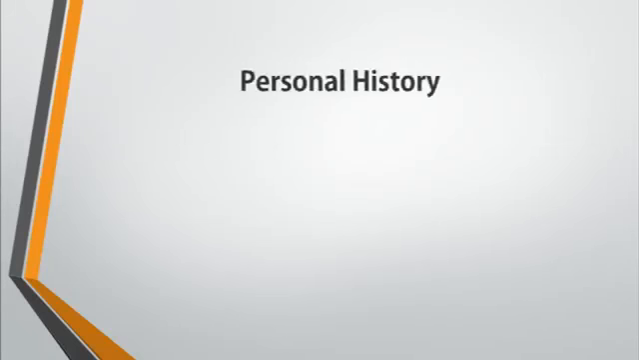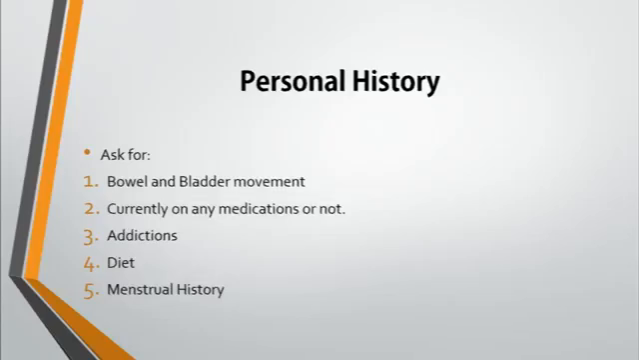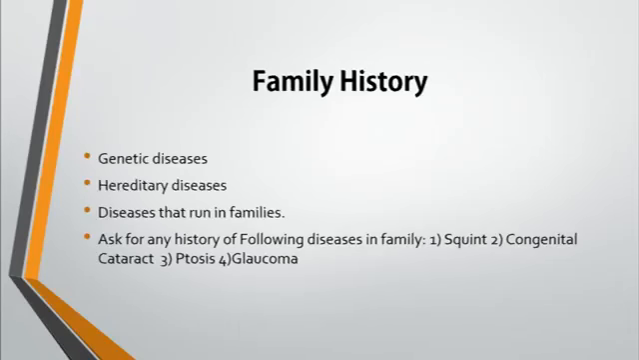Personal history. Ask for bowel and bladder movement, currently on any medications or not, addictions, diet, and menstrual history. Family history: genetic diseases, hereditary diseases, diseases that run in families. Ask for any history of following diseases in family: squint, congenital cataract, ptosis, and glaucoma.